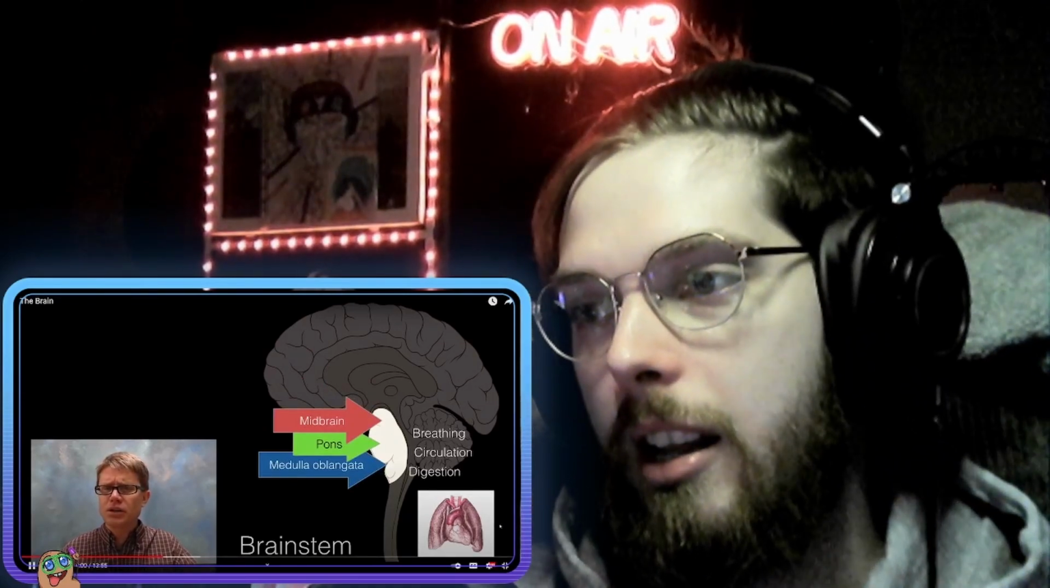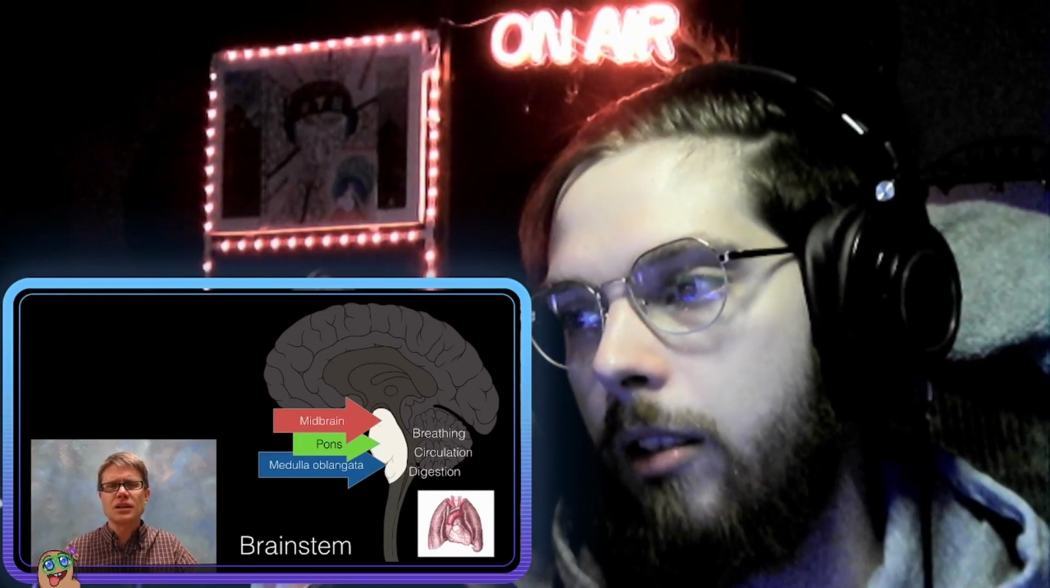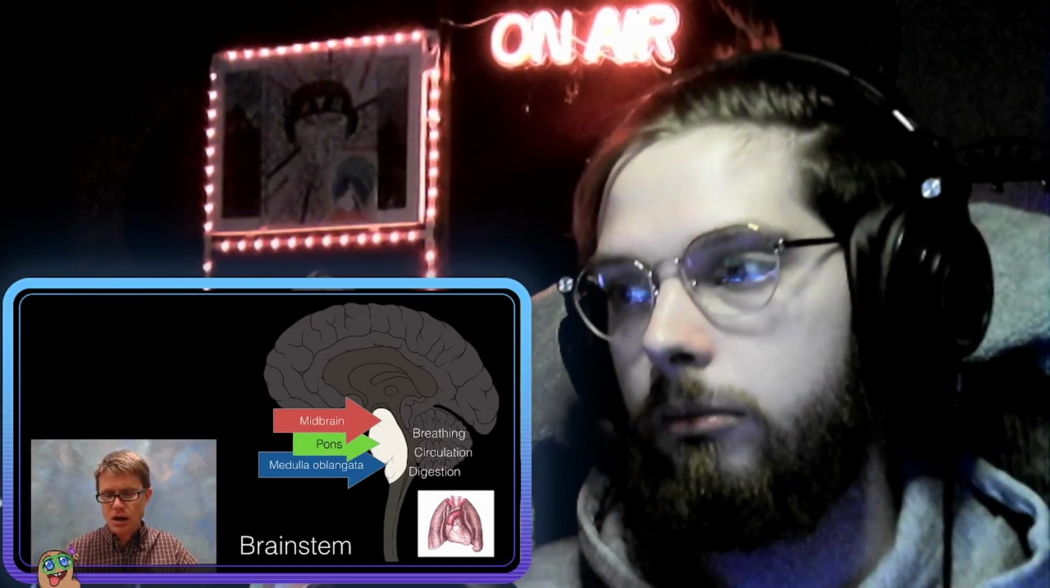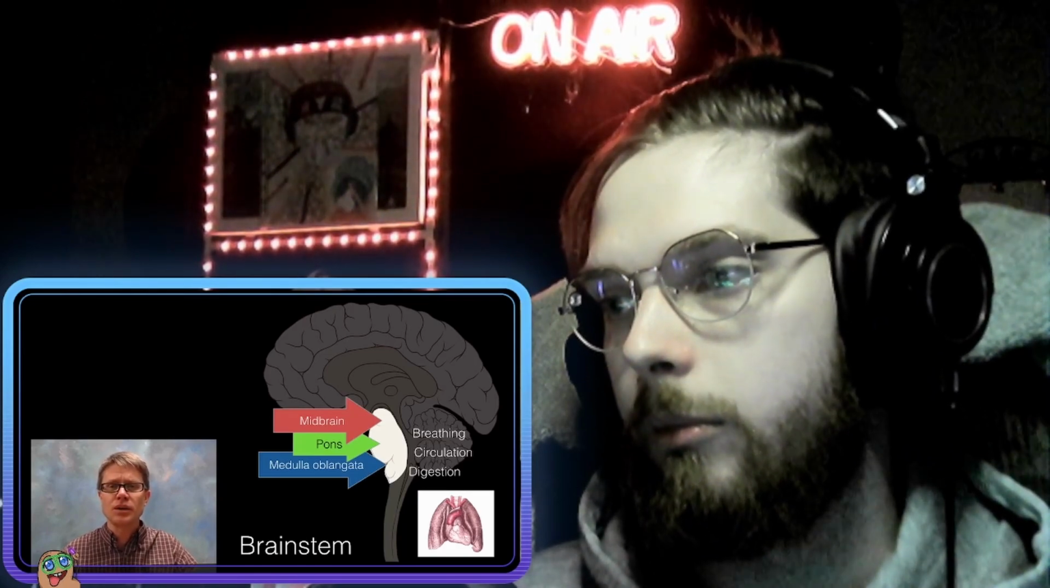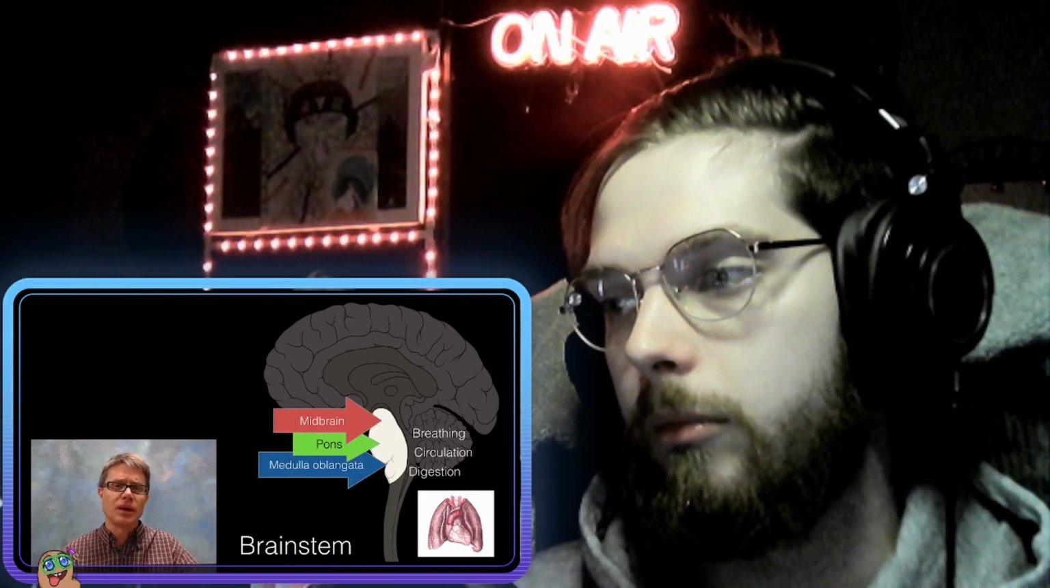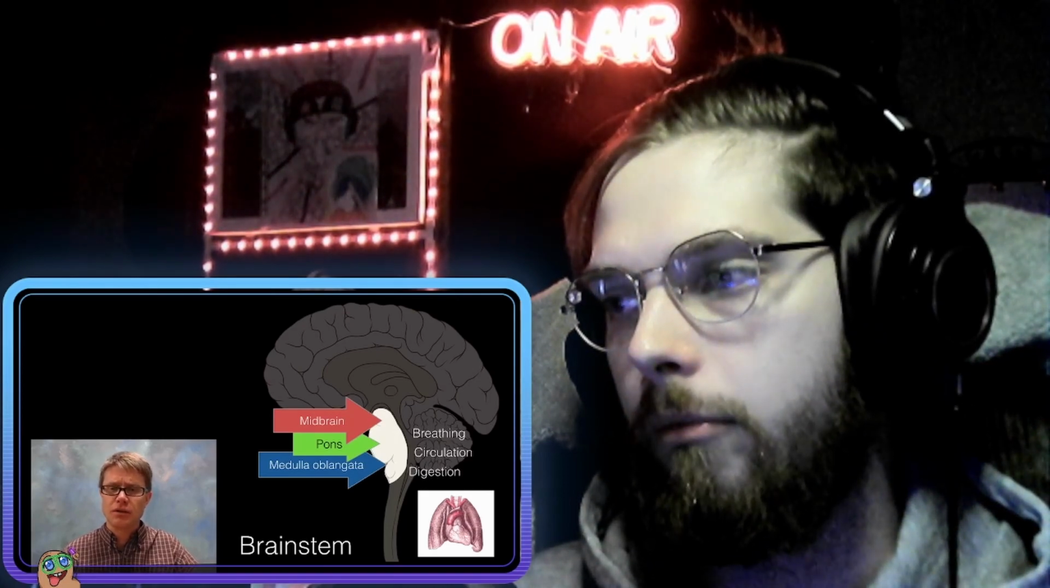What's its function? Well, it really does 2 things. The first thing it's going to do are these more basic needs. It's going to keep you breathing, keep circulation going, digestion, swallowing. All of that is going to be controlled by the brain stem. If there's any damage to the brain stem, it's going to be catastrophic.